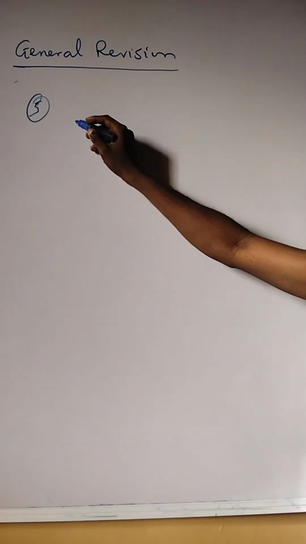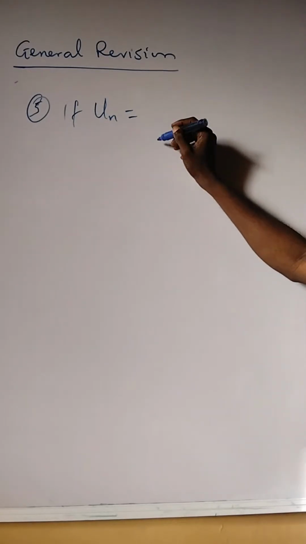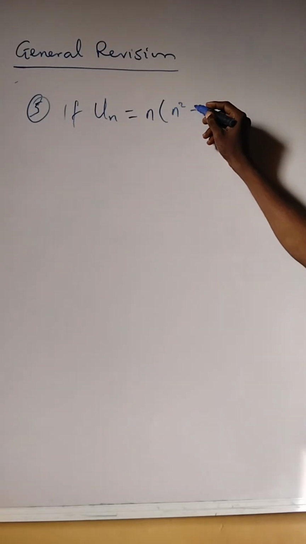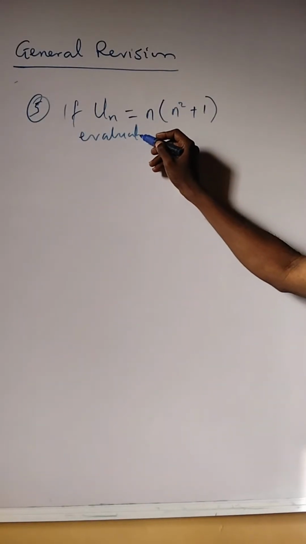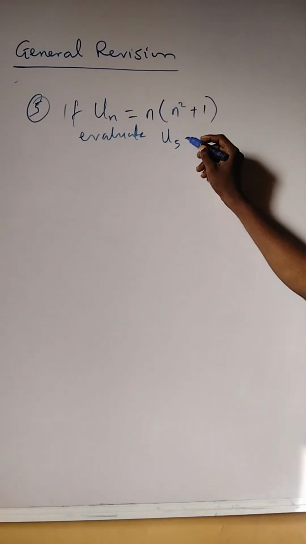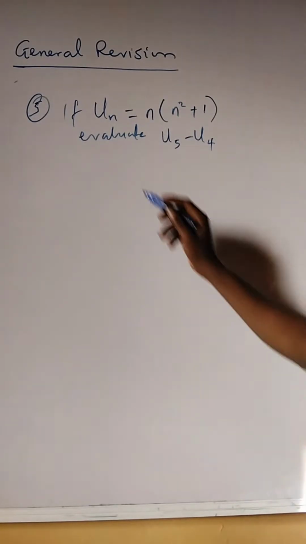The question says if u subscript n is equal to n into bracket n squared plus 1, find u subscript 5 minus u subscript 4. Now, solution.